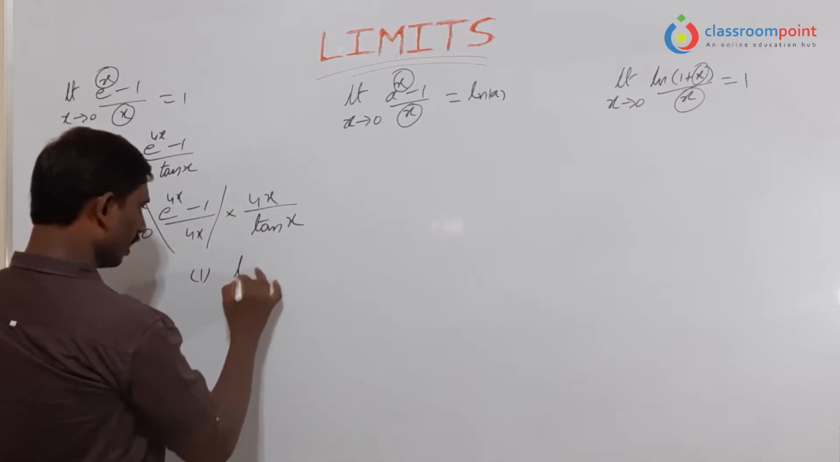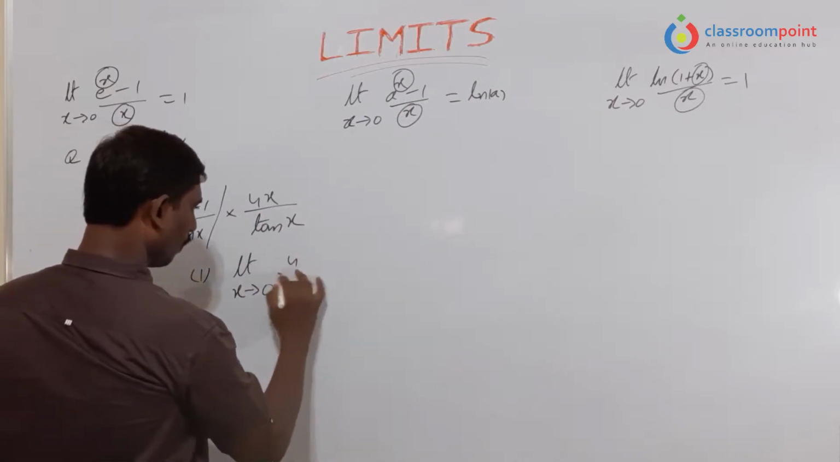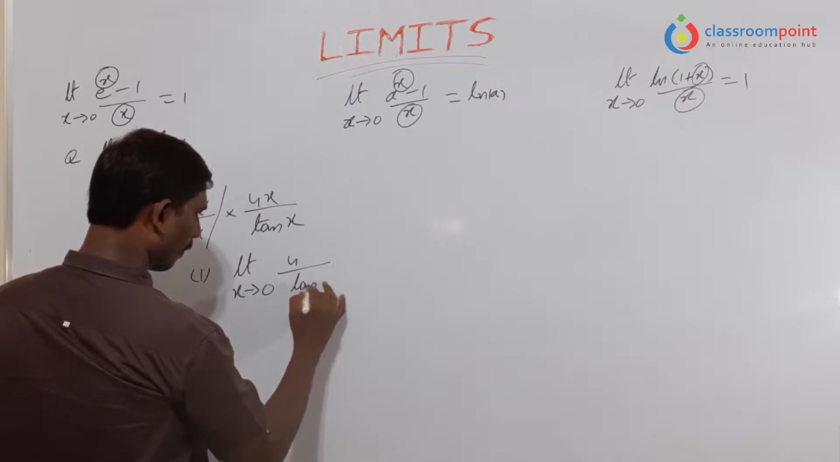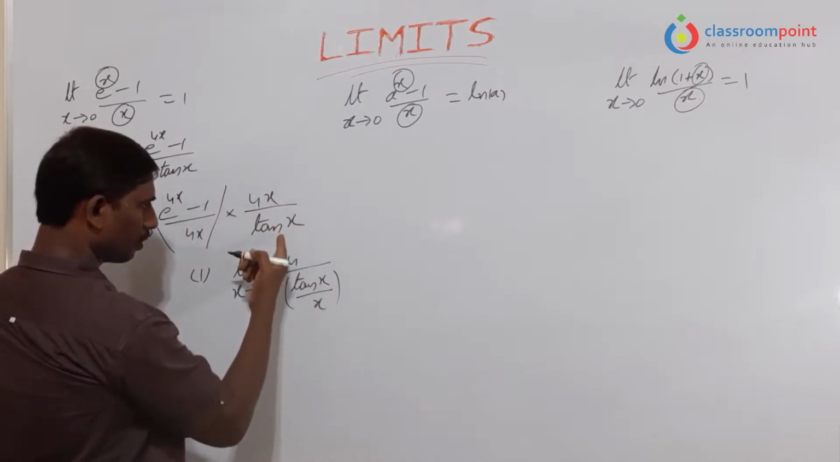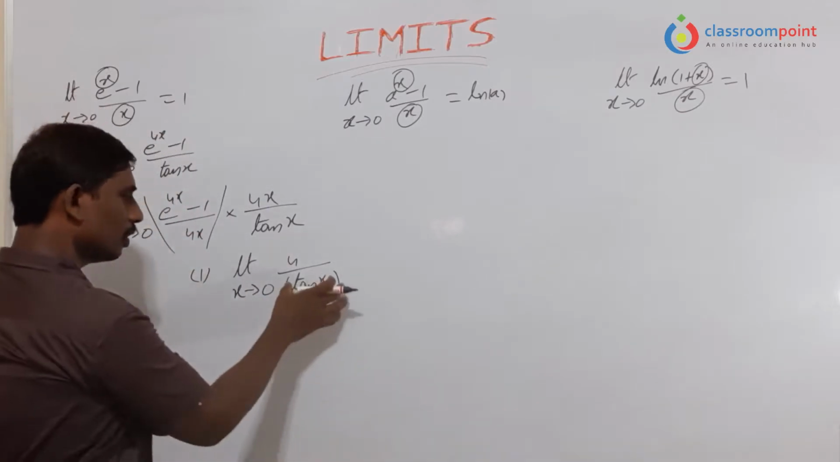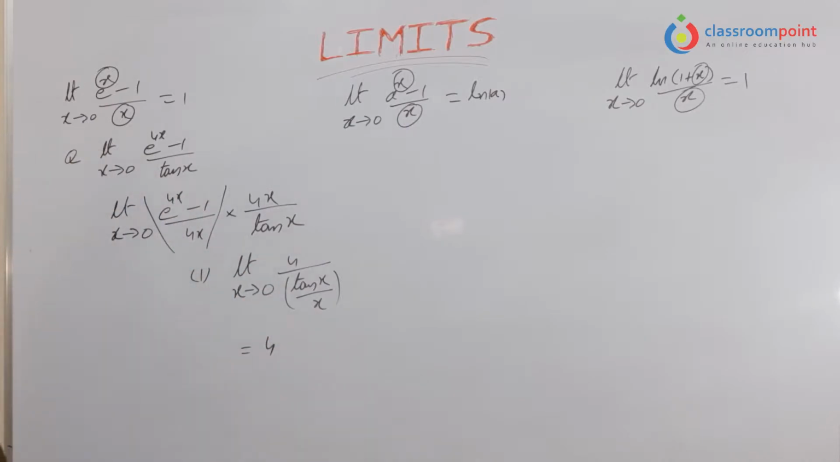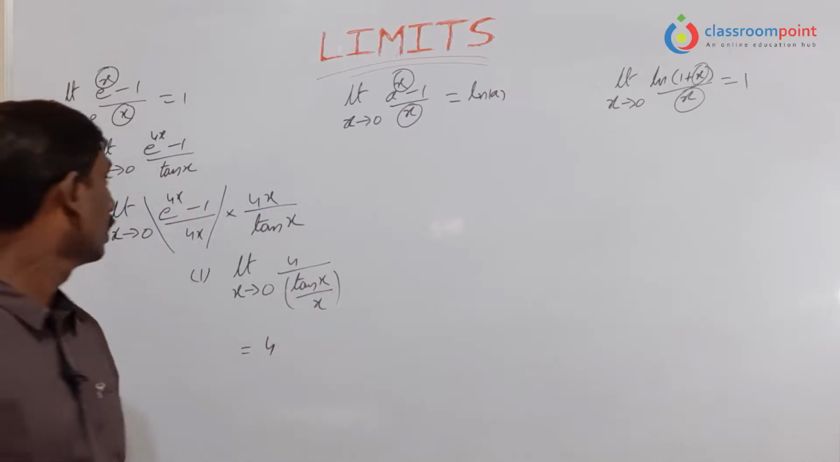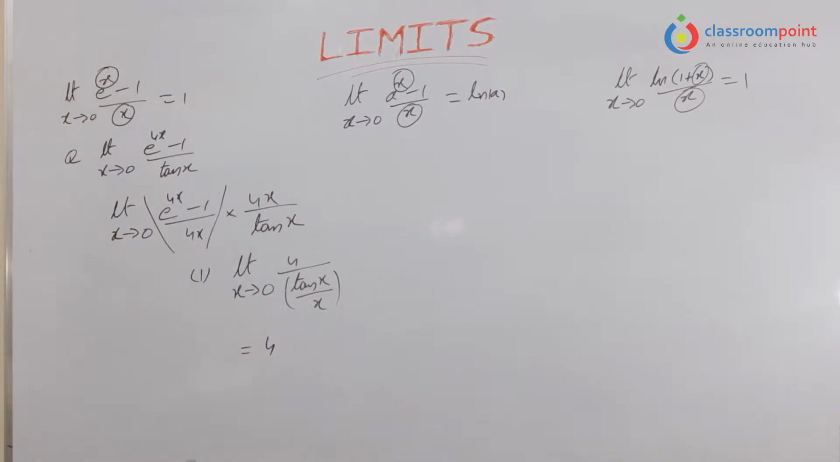Remaining here, limit x tends to 0, 4 by tan x by x you should write. This x will go down, then tan x by x is also equal to 1. So the answer is 4. Right? Okay, and one more example for that.